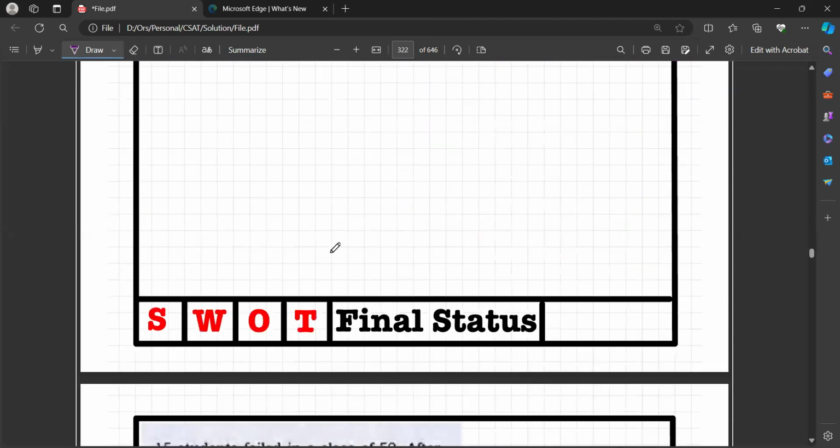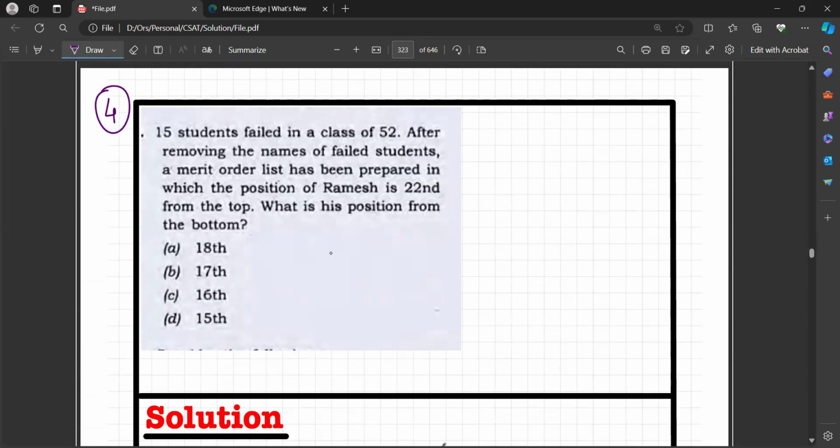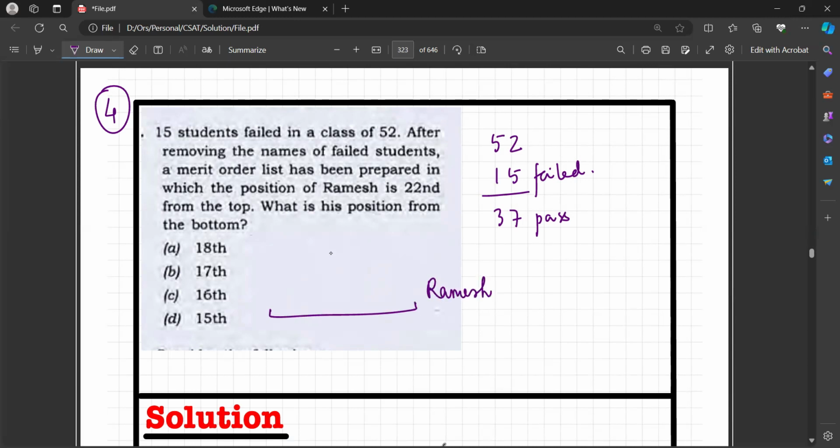This is question number 4 for you. 15 students failed in a class of 52. So total 52 students, 15 failed. How many passed? 37. A merit order list has been prepared in which the position of Ramesh is 22nd from the top. Ramesh is 22nd. That means this would be 21. Ramesh's position is 1, so the total becomes 22nd.